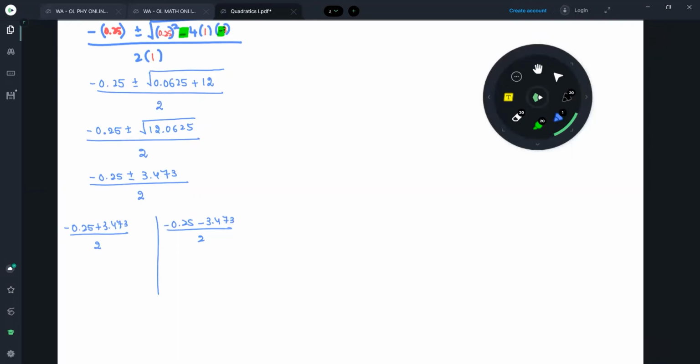Just write down the numerator first, then equals, then divide by 2. Okay. Minus 0.25 plus 3.473, equals, divide by 2. My answer is 1.61.